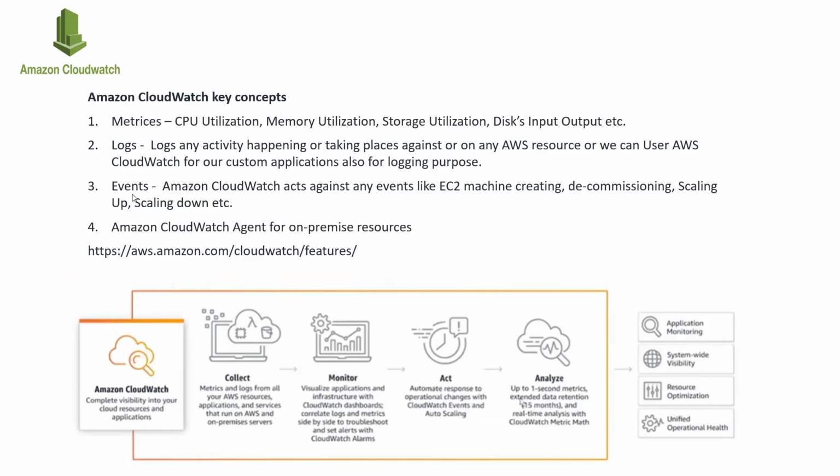Events are all the activities happening on the AWS account, that is creation of an EC2 machine, decommissioning, auto scaling and de-scaling of the resources. All these are events, and based on the events, Amazon CloudWatch can act. We can further set different kinds of alarms on these particular events, which can be triggered with the help of an SNS topic, Simple Notification Service. That is another notification service of AWS. With the help of that, we can set email alerts or notifications.